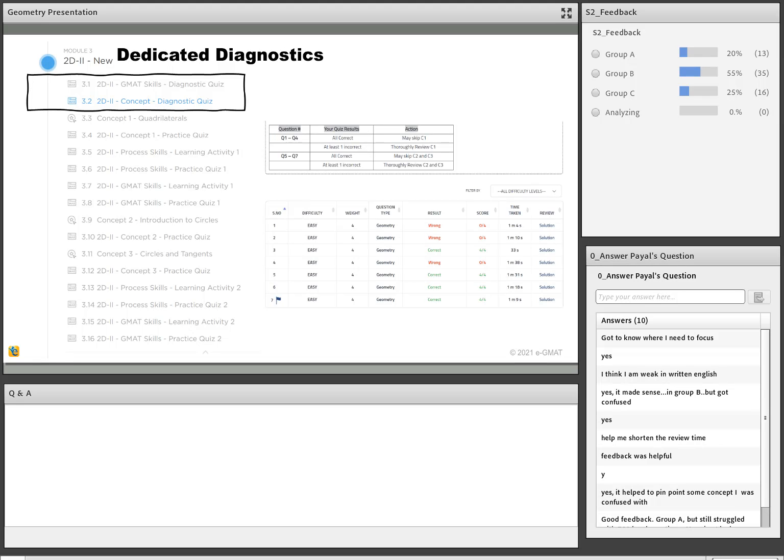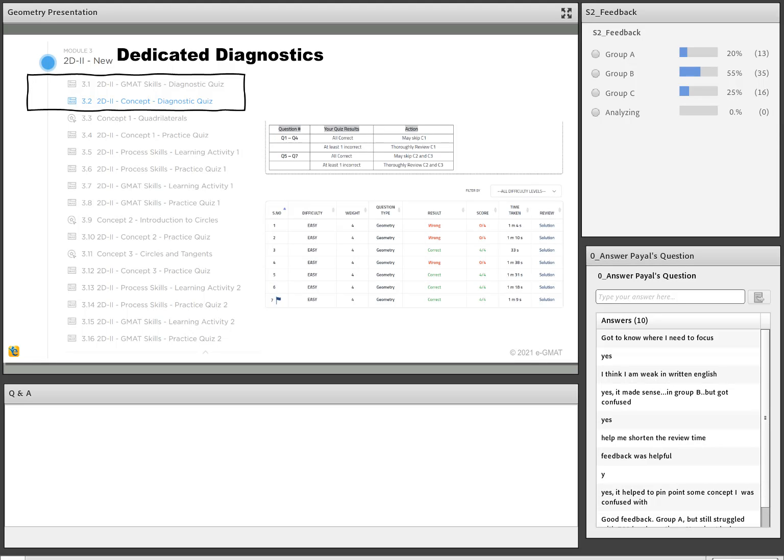So for example, this student over here was able to solve questions 5 through 7 correctly, which means that he can very easily skip concepts 2 and 3. Right, which means that he would not really need to spend a whole lot of time on these concepts. He can save all that time, but he definitely needs to go through concept 1 because he was not able to answer questions pertaining to that concept. Okay, so that is the level of feedback that you will be able to get as you go through the dedicated diagnostics in Quant 2.0 course.